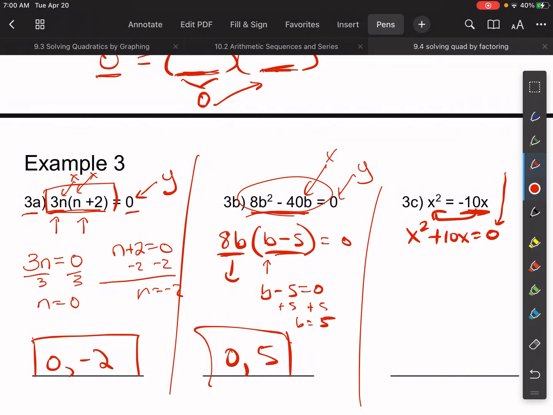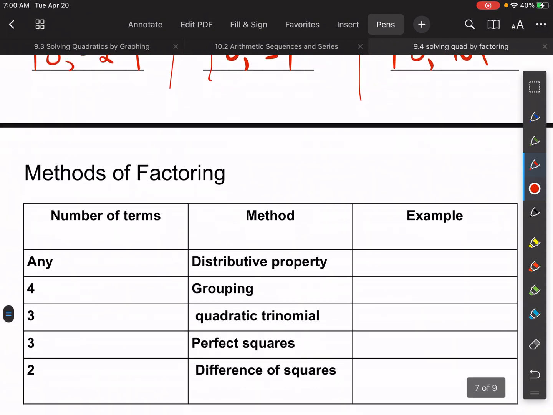Okay, so for this, I can take an x out of both. If I take an x out of both, I'm left with x plus 10 here. What makes this x go to 0 would be 0. And what makes this go to 0 would be negative 10. If I plug a negative 10 in there, I get a 0. Okay, and those are your answers. Those are your solutions. If you graph those, that'll be the place where the graph crosses the x-axis.